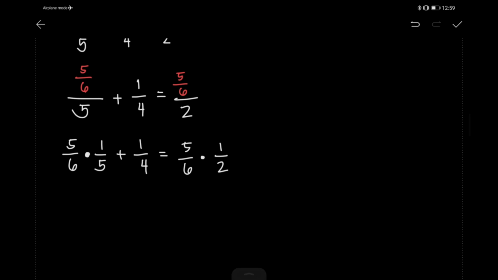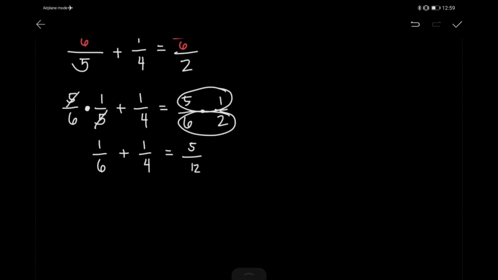So simplify. We can multiply this one, 5 times 1, then 6 times 5, but 5 and 5 are divisible with each other. Therefore we have the remaining 1 over 6 plus the 1/4. Then there's nothing divisible with each other here, so we have to multiply this one. So this is 5, then multiply this one, which is 12.